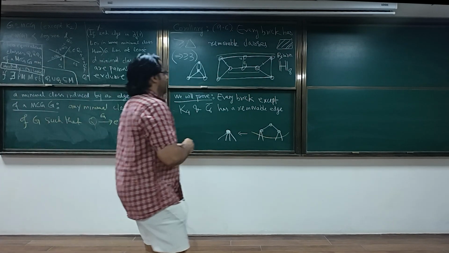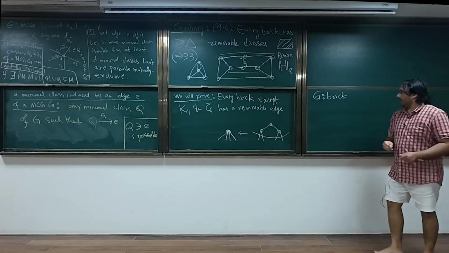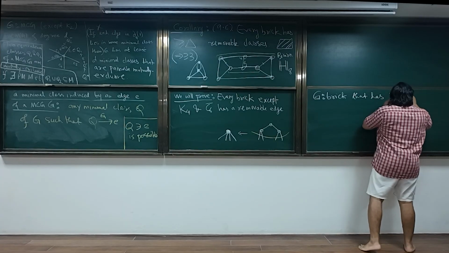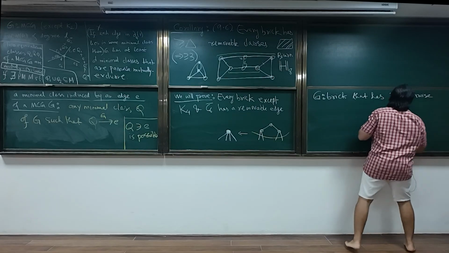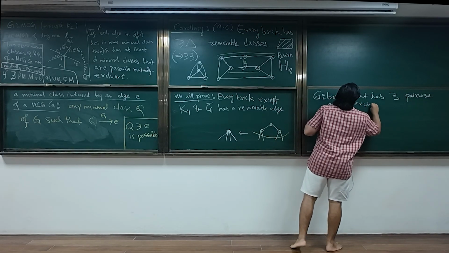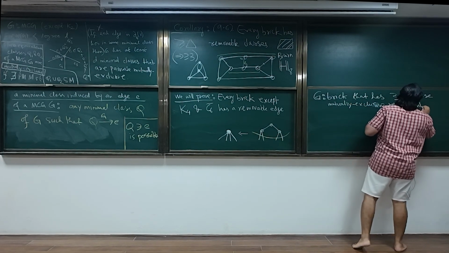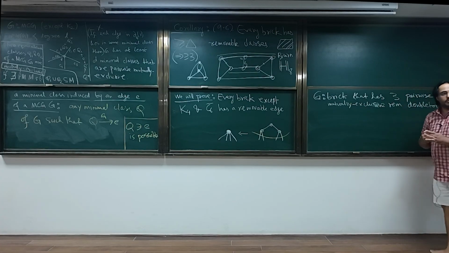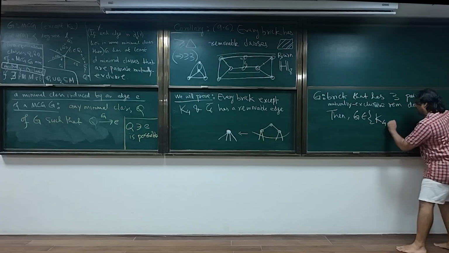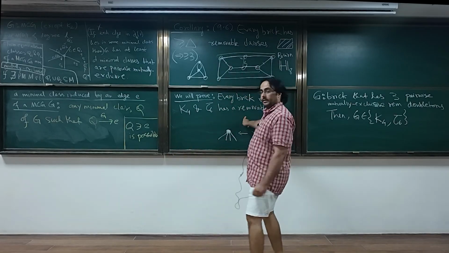What we'll prove is the following. We will prove that if you have a brick G and you have a brick that has 3 pairwise mutually exclusive removable doubletons, then G is either K4 or the prism. This is what we prove. If we prove this, then this is a corollary.